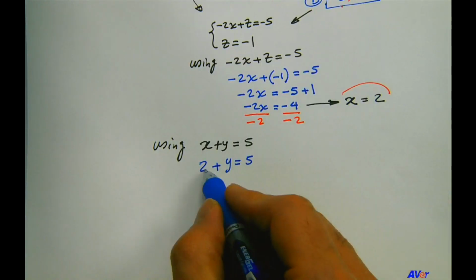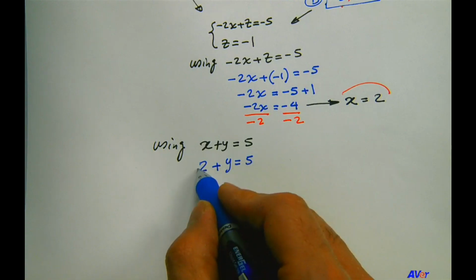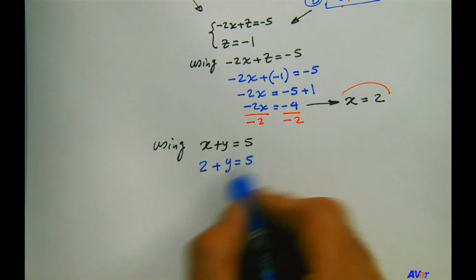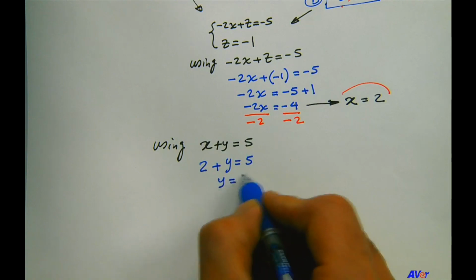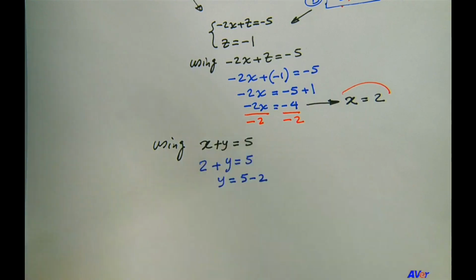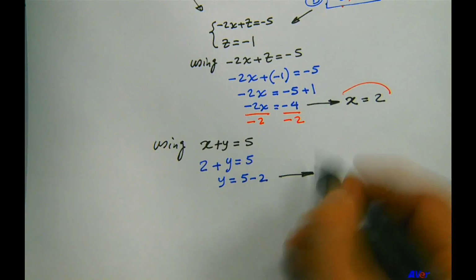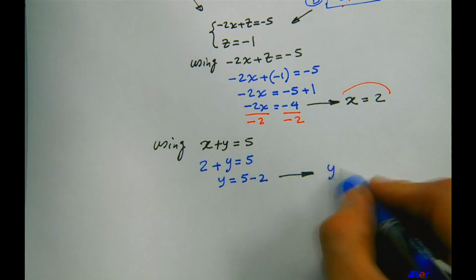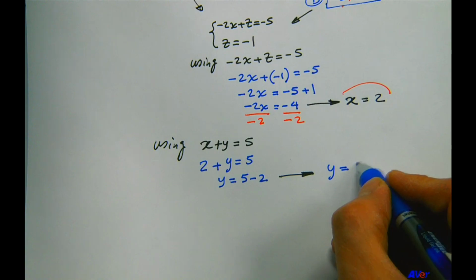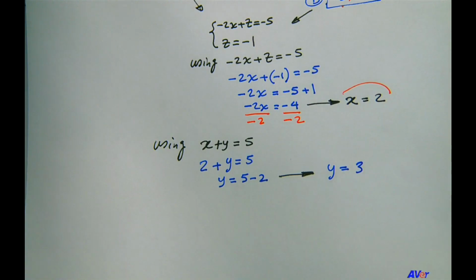So then move the 2 to the other side. It's positive on this side. When you move it to the right, it becomes negative. So y equals 5 minus 2. And that means that y equals 3. Okay?